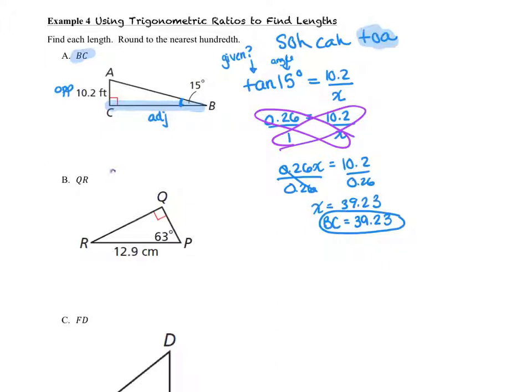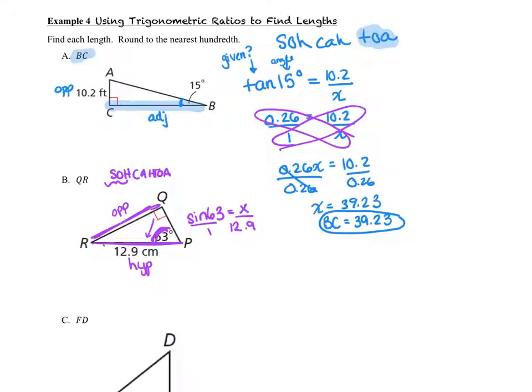For this next one, again, I'm talking about SOHCAHTOA here. So I need to see what was given to me. They gave me an angle, and they gave me this side right here, and I'm looking for QR. So according to this angle, I was given the hypotenuse, based on it's across from 90, and the opposite leg from 63 degrees. So I have opposite and hypotenuse, so I know that's sine. So I'm going to take sine of the angle measure, 63, is equal to the opposite, which we don't know, over the hypotenuse, which is 12.9.